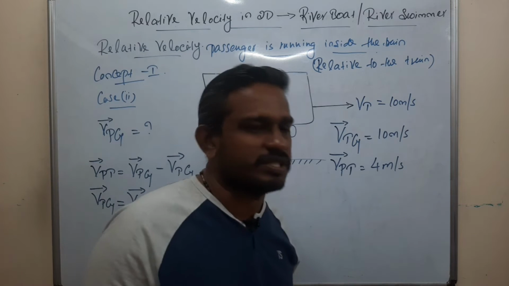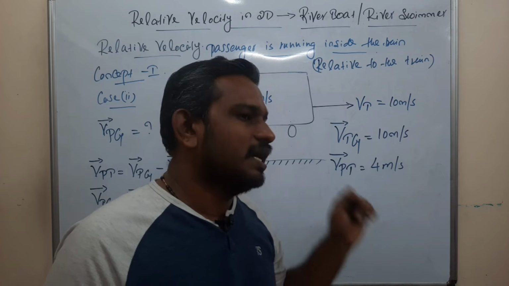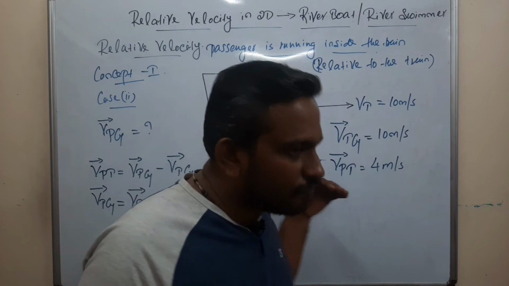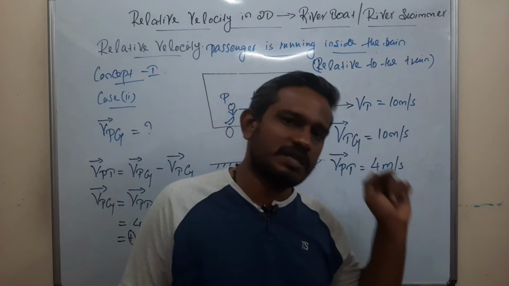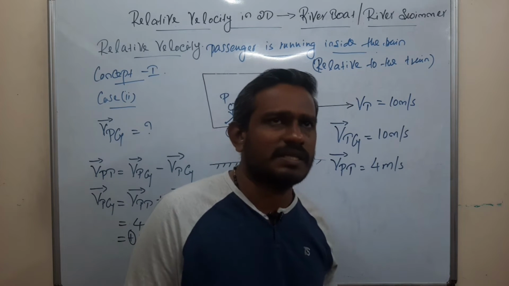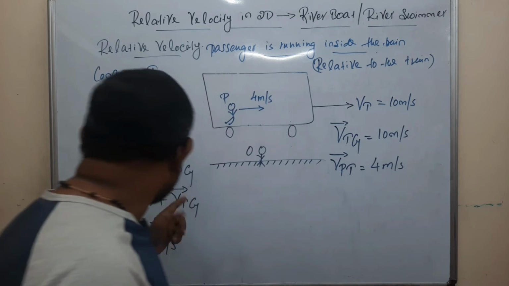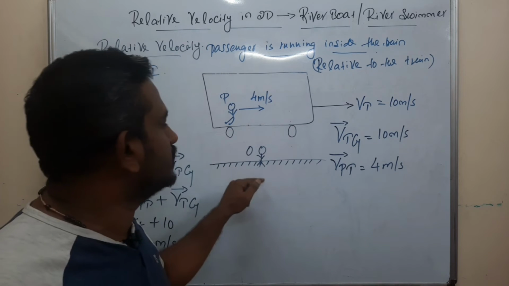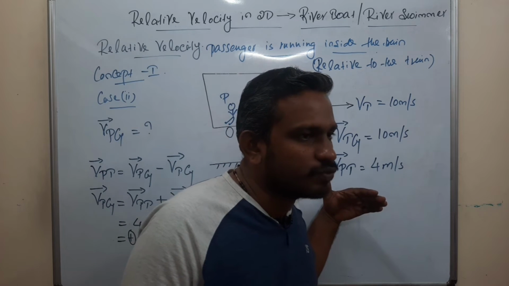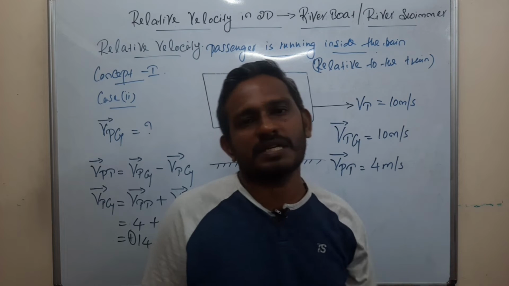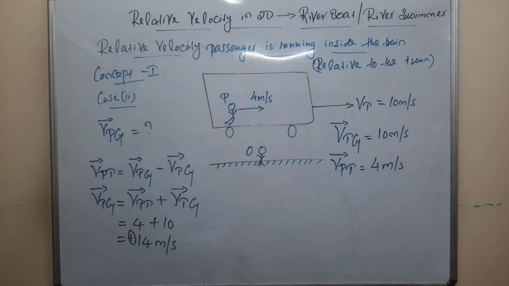So understand the situation. The train is moving with 10 meter per second. The passenger inside the train is moving with 4 meter per second. That is, when the observer is sitting inside the train, he feels that the man is running with 4 meter per second. When the observer sitting outside the train, that is on the ground, he feels that the passenger is moving with 14 meter per second in the rightward direction. Okay, rightward direction. So this is case 2.